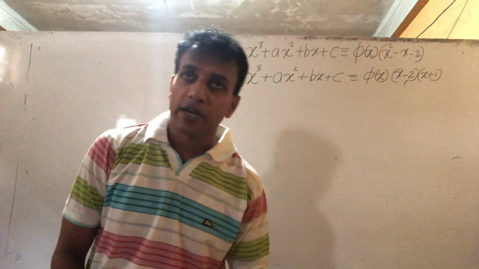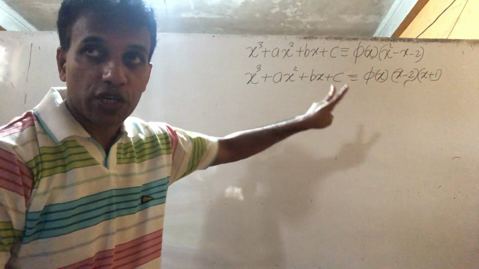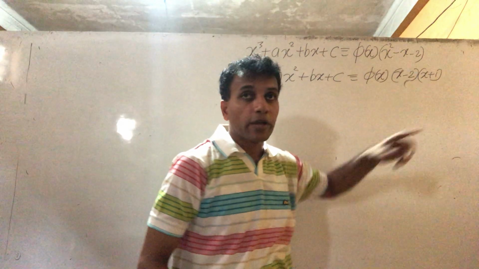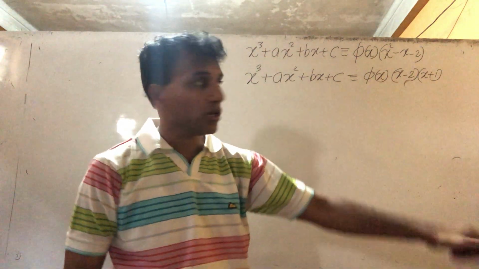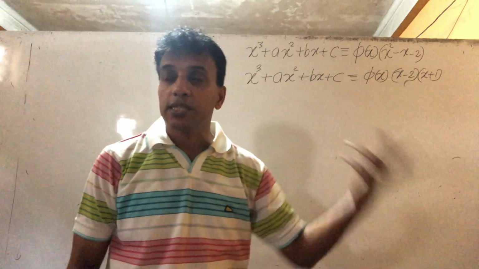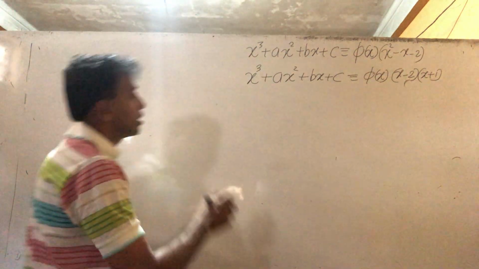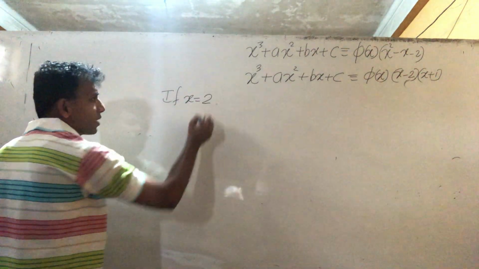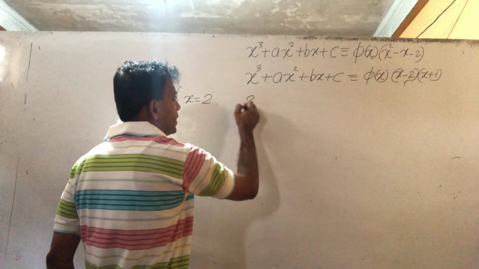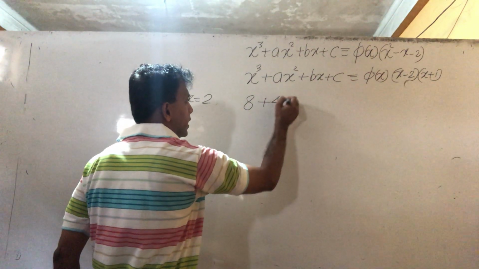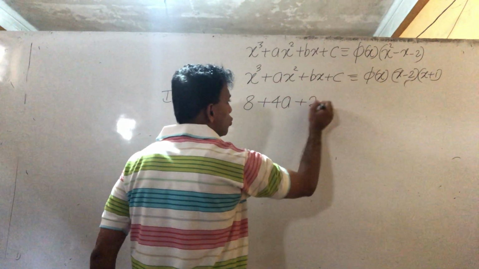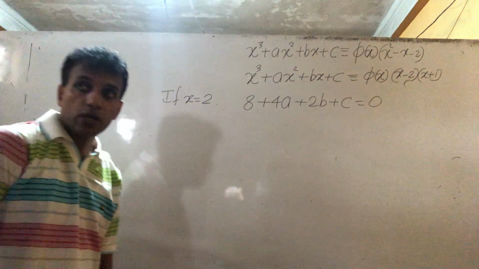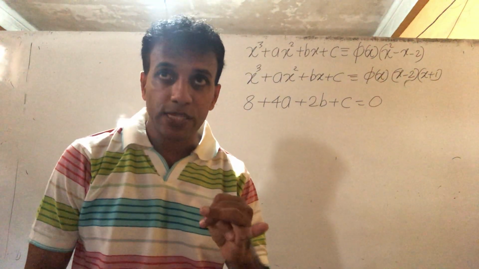So use the idea of a calculation method. On two occasions, you can make that part 0. Put x for 2, one equation. Put x for minus 1, another equation, right? Therefore, if x is 2, 8 plus 4a plus 2b plus c equals 0. So here three terms, a, b and c, so keep it one side.